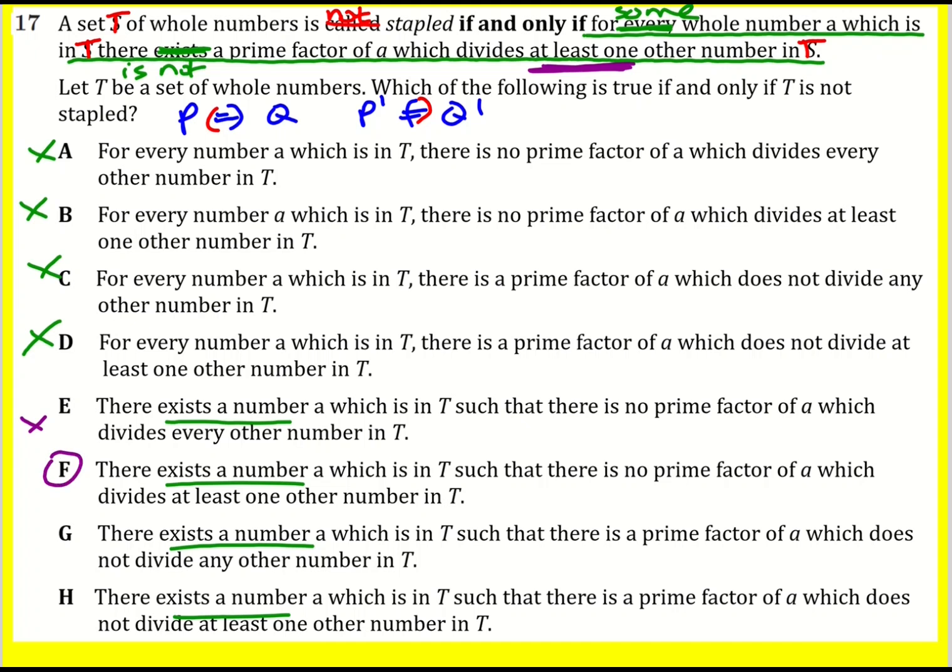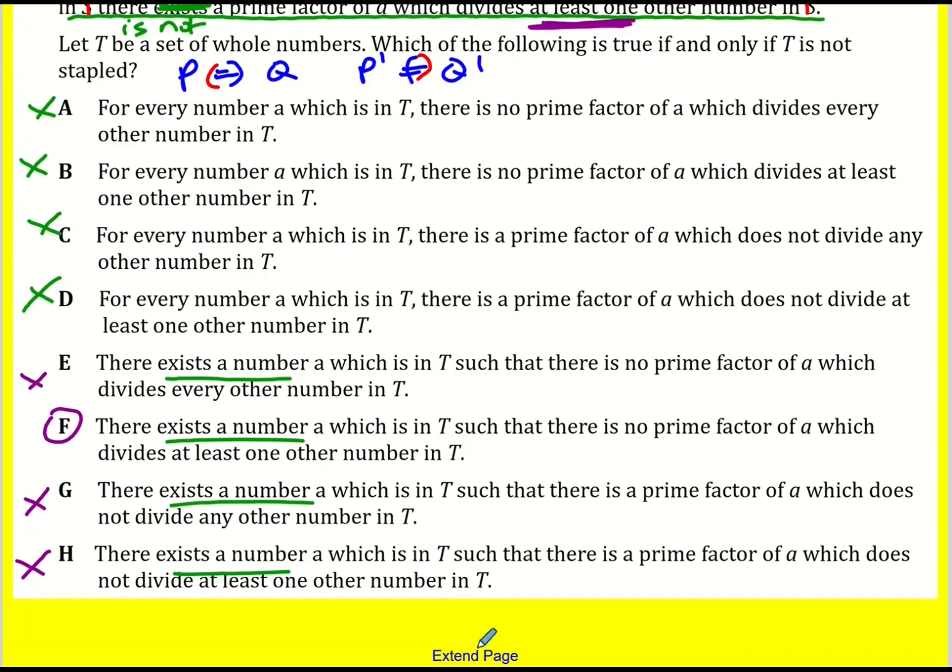G then says it does not divide any other number in T. No, it's still that at least one. And then H says such that there is a prime factor of A which does not divide. Yeah, it's all really subtle, but actually our answer is F. We've just negated the every to make it some, and then we've said there's some where it's there, although there did exist before for the stapled, now there doesn't exist, or there is not a prime factor. We don't change anything else. So F is our answer.